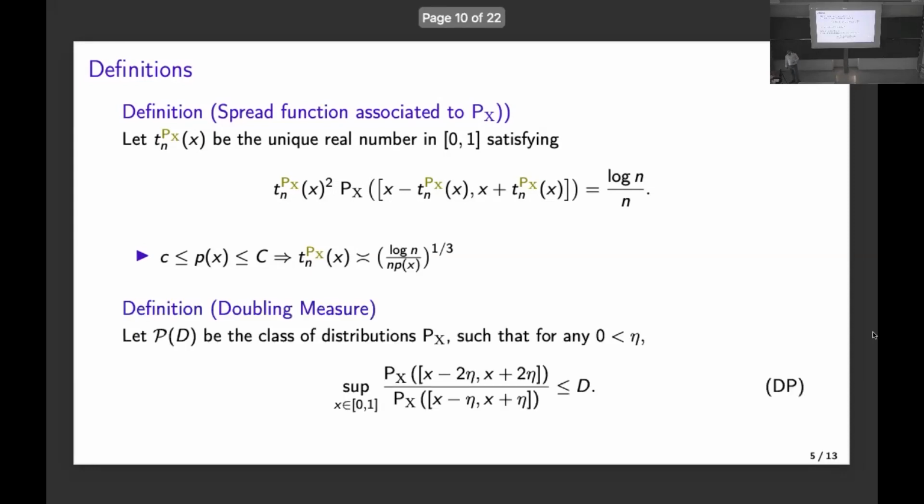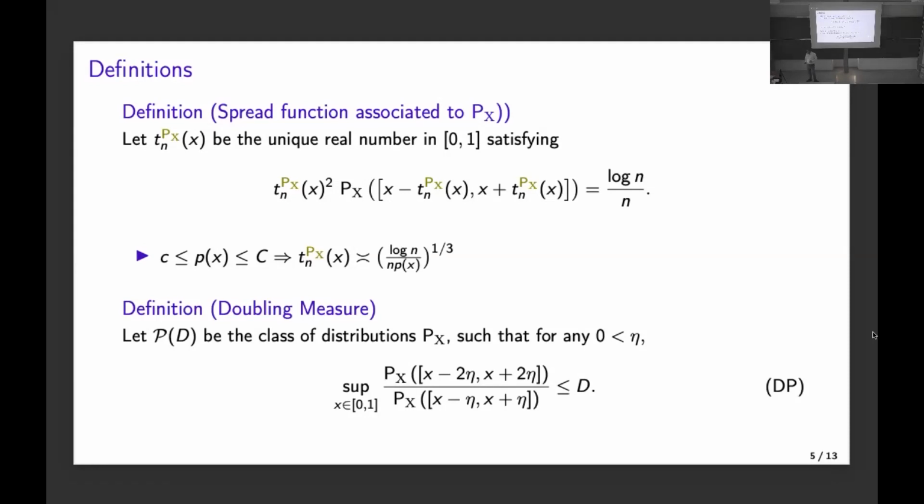Another thing that I have to introduce, but which is maybe less important for the talk, is that we have to impose some regularity conditions on the probability measures we consider, and we impose the relatively weak condition that we consider doubling measures. What it means is that if I compare the weight of a ball of some radius to the ball of twice the radius, then the ratio is upper bounded by some constant. Basically, it means that the measure of a ball doesn't grow too fast with the radius.